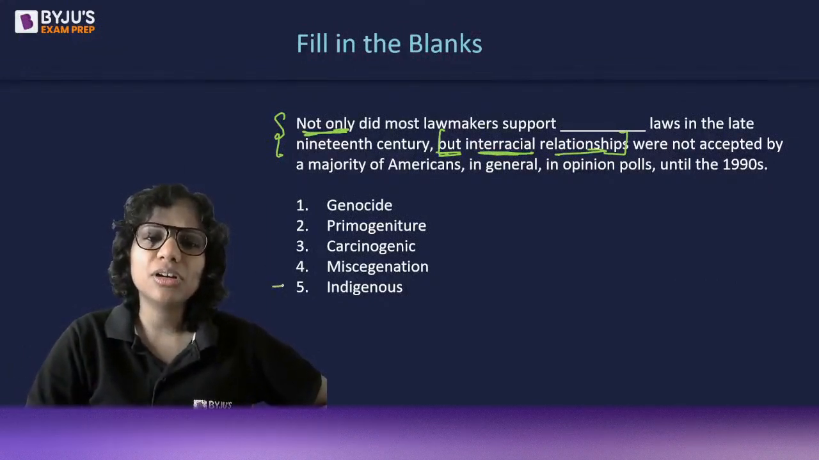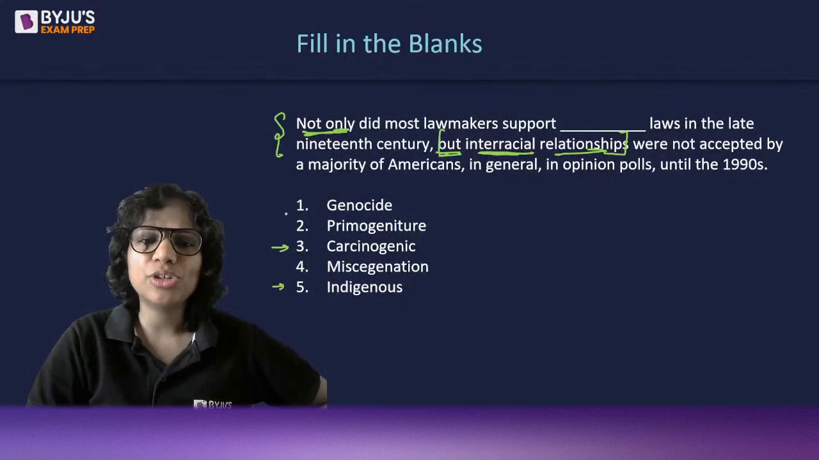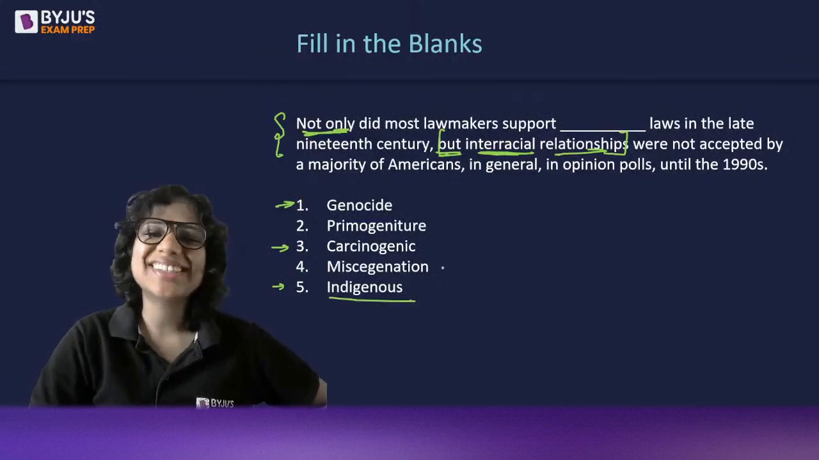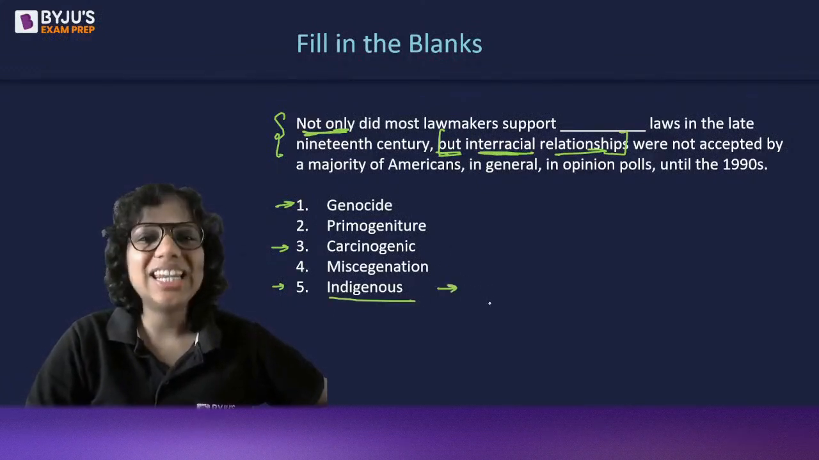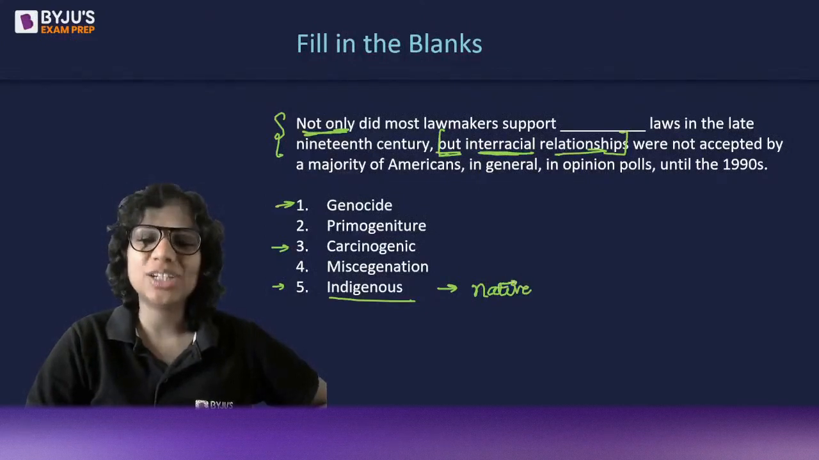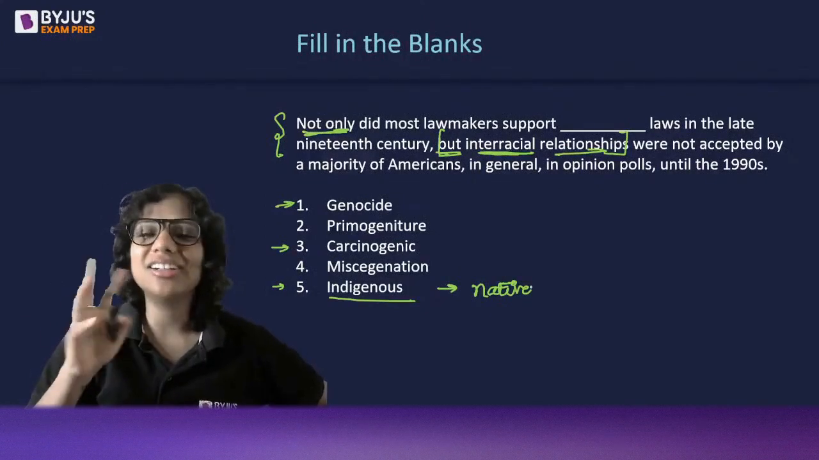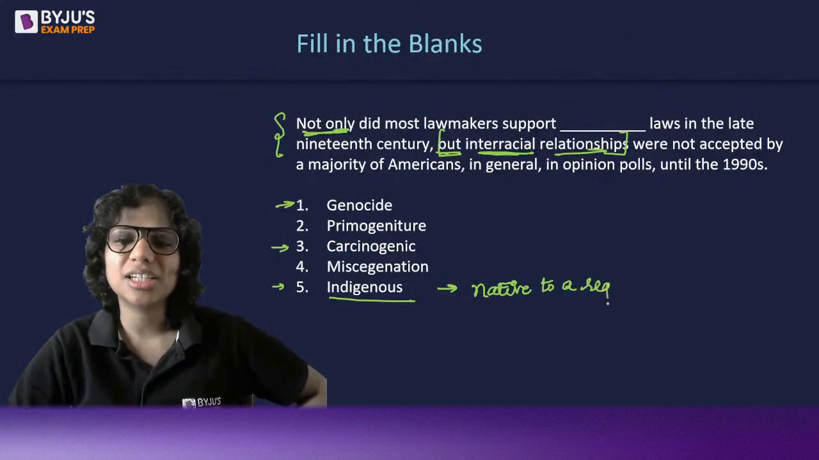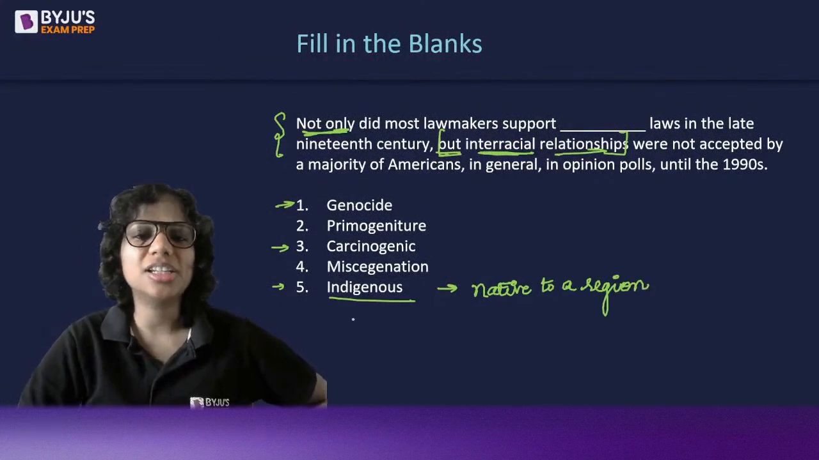So some common words here that we know the meanings of. I think these are pretty common. Genocide, carcinogenic, indigenous. Indigenous is something that is native to our country. Native to our place. It could be our city, our country, etc. So basically native to a region. The region could be a city, a state, a country, etc.